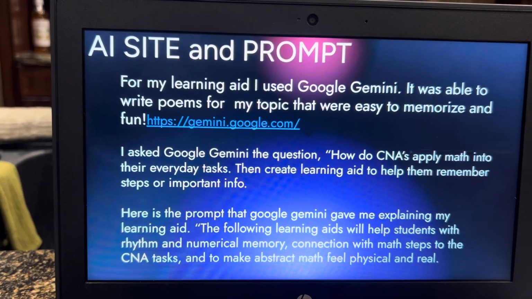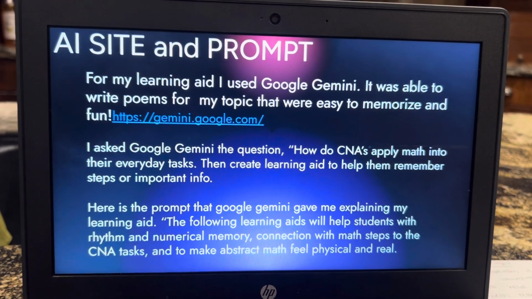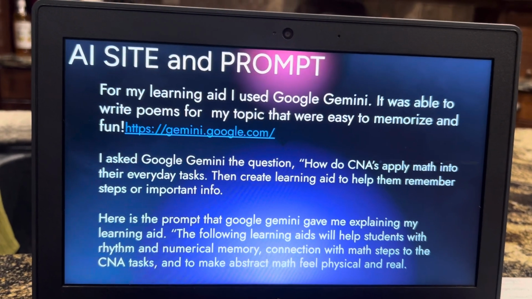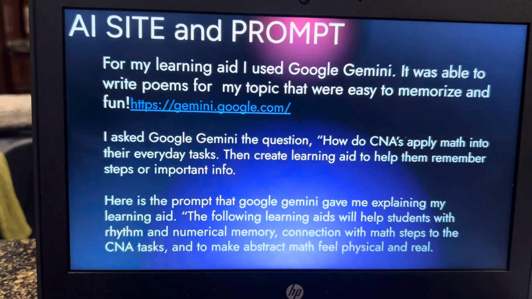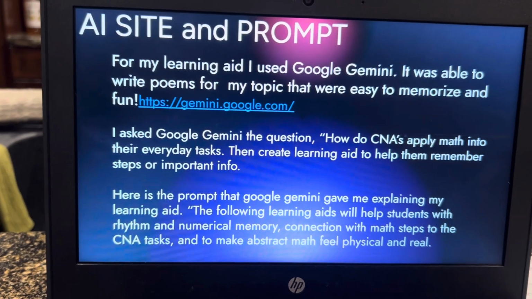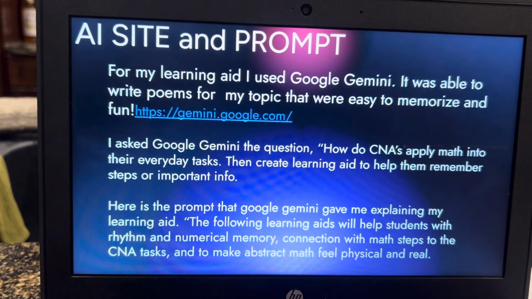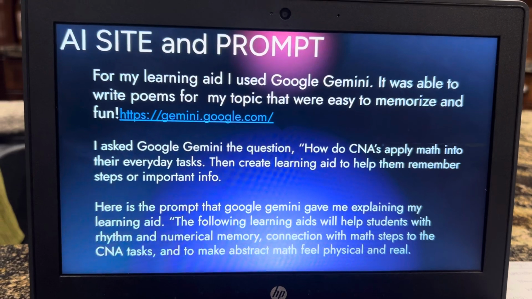And then for my AI prompt, I used Google Gemini. It was able to write easily memorizable poems that are fun. I asked Google Gemini, how do CNAs apply math into their everyday tasks, then create a learning aid to help them remember steps and important info. They gave me multiple different ones that I could choose from, and they were all fun and easy to remember.